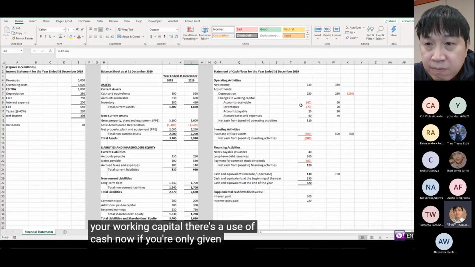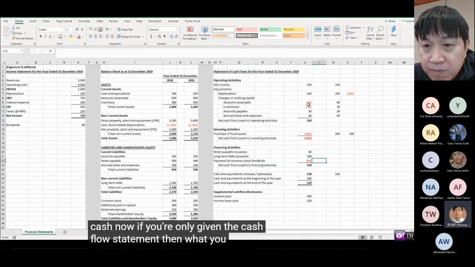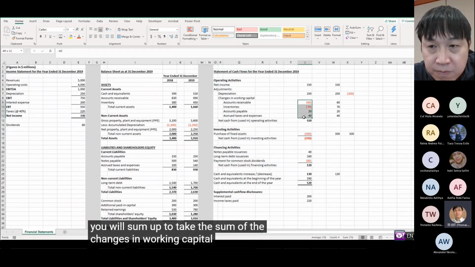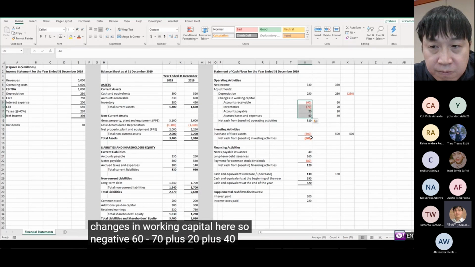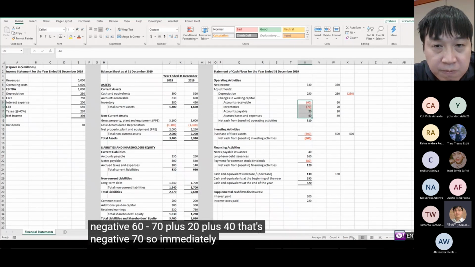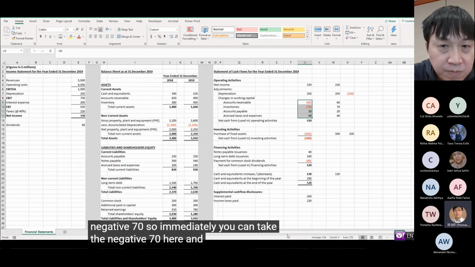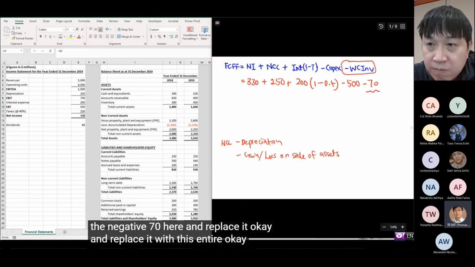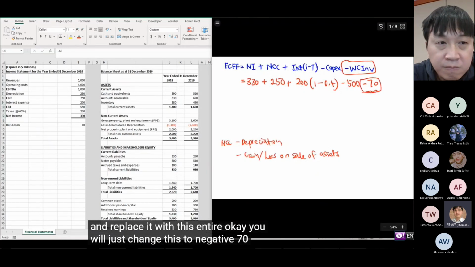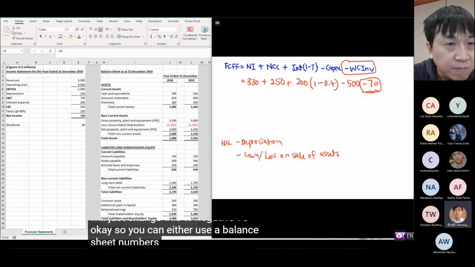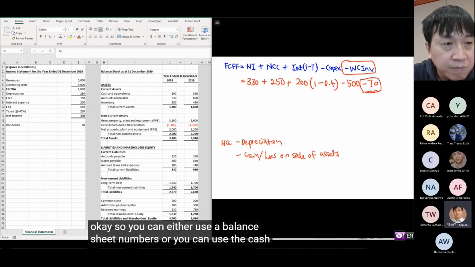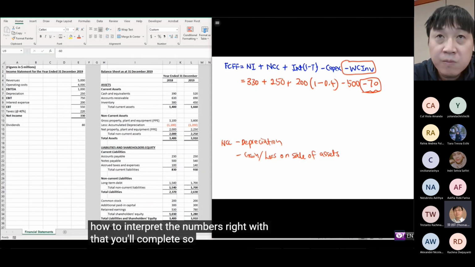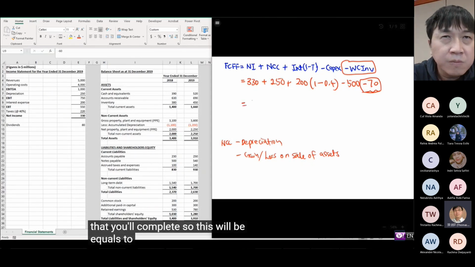Now, if you're only given the cash flow statement, then you will take the sum of the changes in working capital here. So negative 60 minus 70 plus 20 plus 40, that's negative 70. So immediately you can take the negative 70 and replace this entire part with it. You could either use the balance sheet numbers or the cash flow numbers. Just be careful and make sure you know how to interpret the numbers. All right, with that we'll calculate. So this will be equal to $130 million.